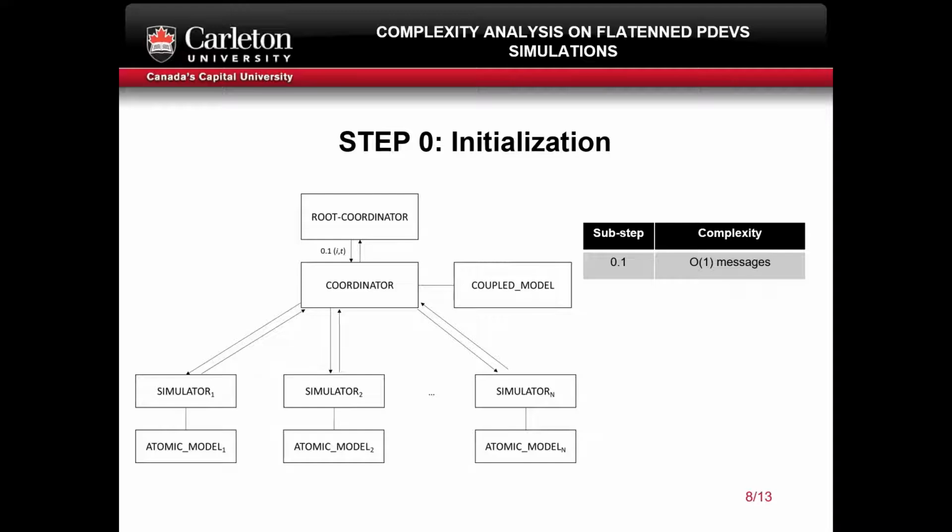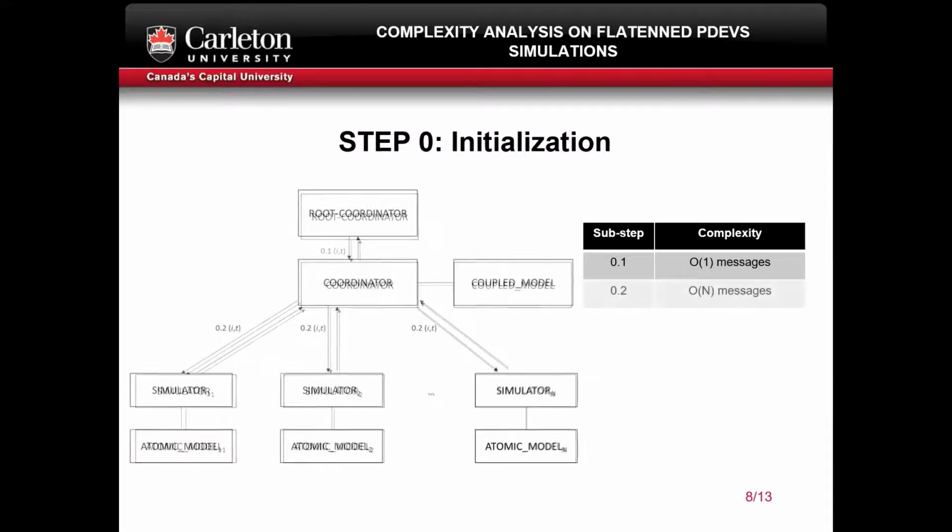I'm going to go a little bit quickly through here due to time constraints. We don't have time to go deeply into each one of these substeps, but you can see it in the document, where it's very, very well detailed. The first substep, 0.1, is a message from root coordinator to coordinator. Then we have more messages that coordinator is sending to the simulators. In this case, it's important to see that n messages are sent, and this n corresponds to the number of simulators we have in this structure.